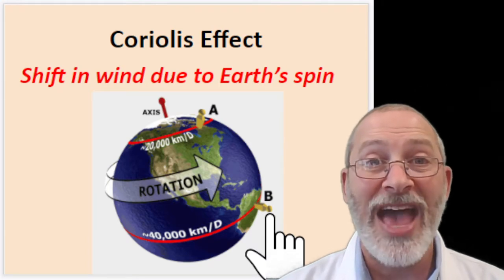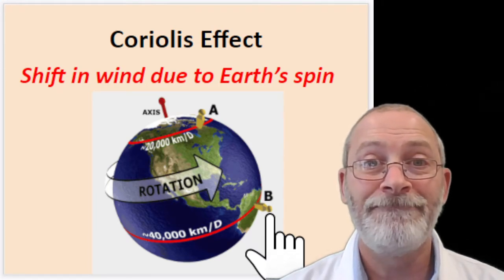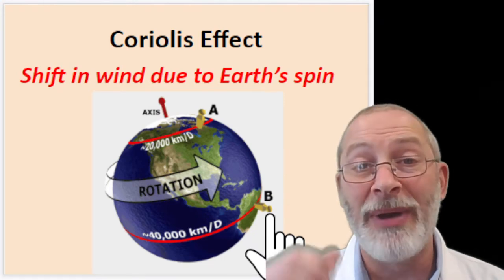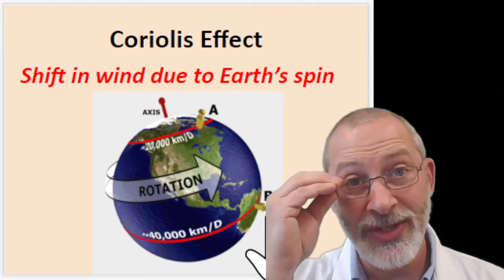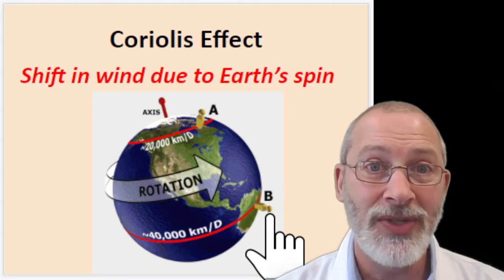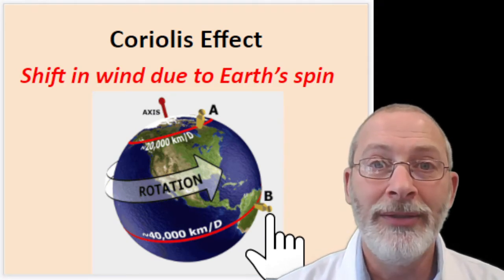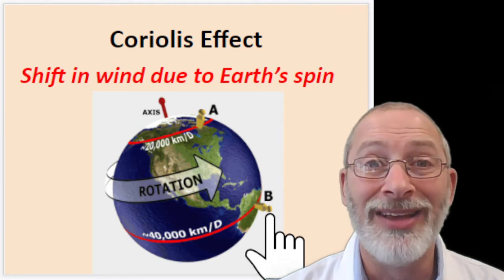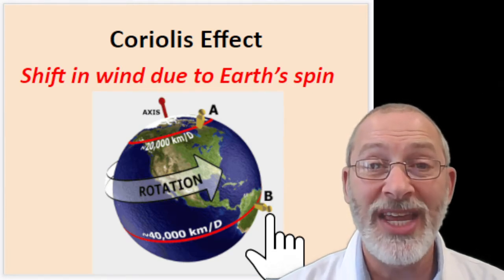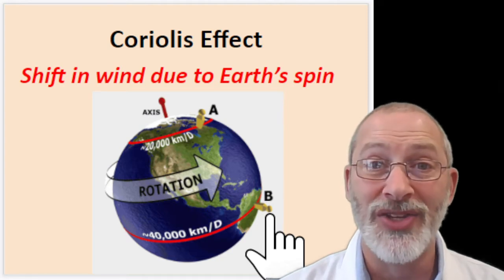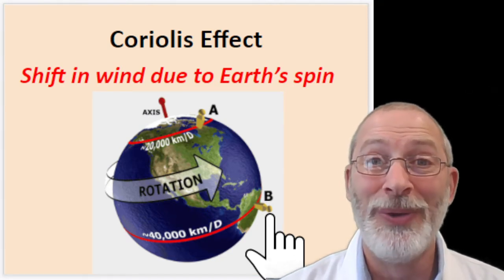Do you know how fast you would be going? Speed is equal to distance divided by time, and the distance is 24,000 miles. The time is 24 hours. You'd be going 1,000 miles an hour. Just by standing still at the equator, you're actually traveling at 1,000 miles an hour. Is that cool or what?